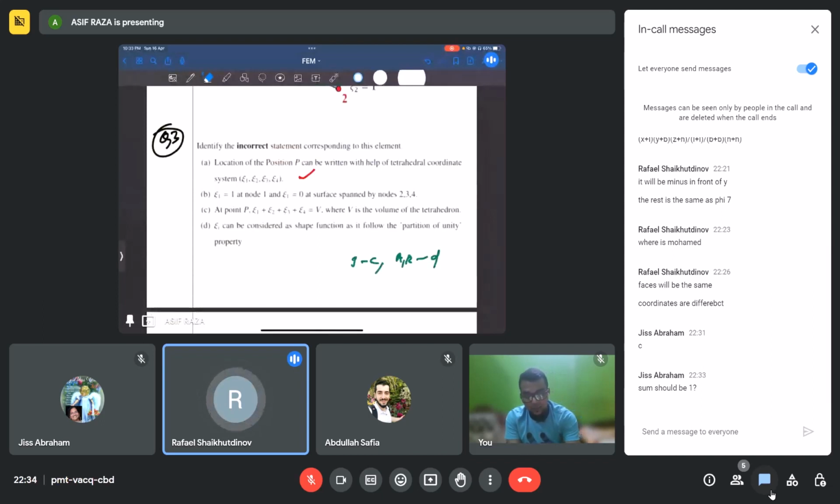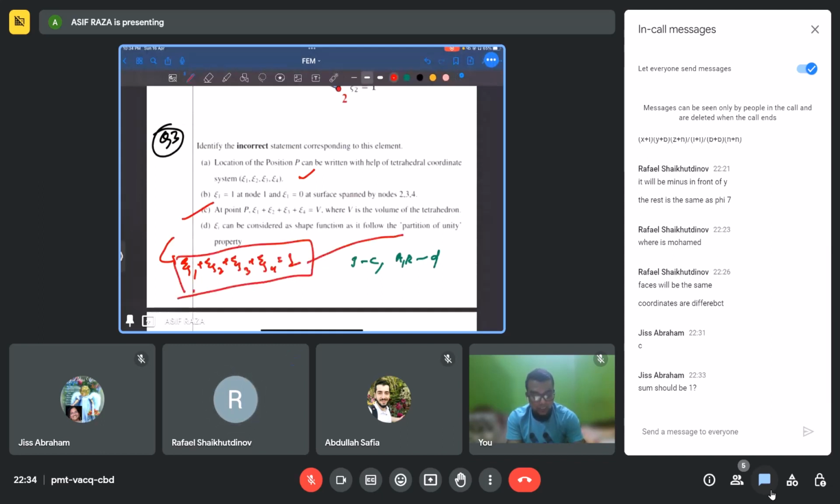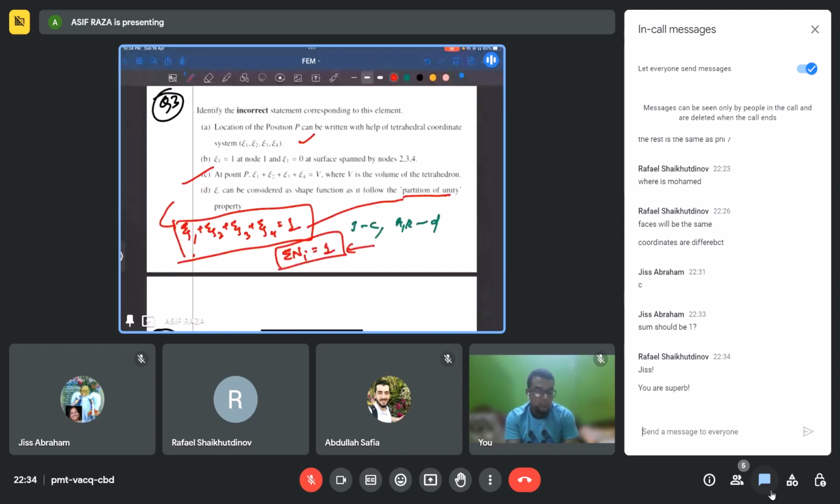So the answer is actually option C only. xi1 plus xi2 plus xi3 plus xi4 is equal to 1 actually. And this is only what is partition of unity, that as you all know, sum of shape function Ni, as you guys have studied, is equal to 1. That is like partition of unity only. So let's see how it is being done here.